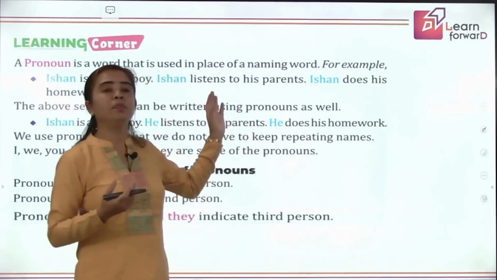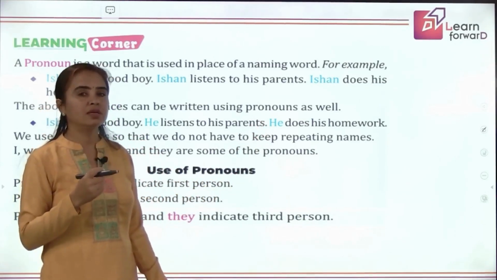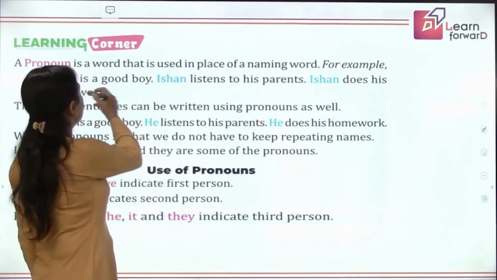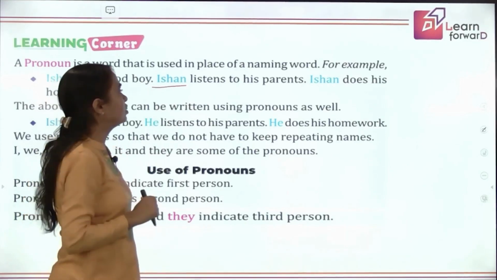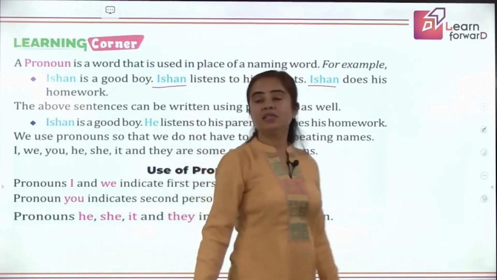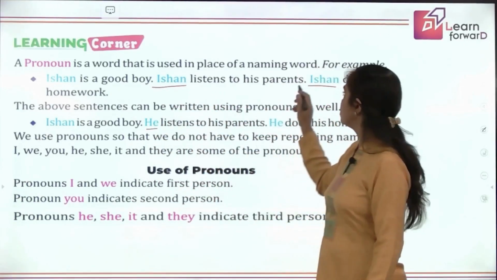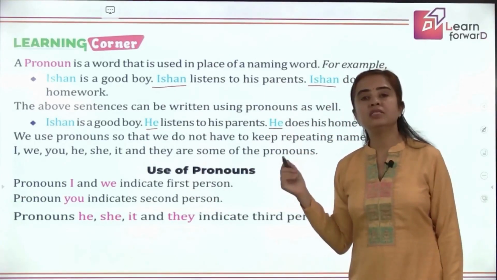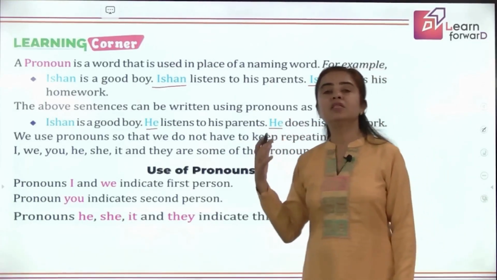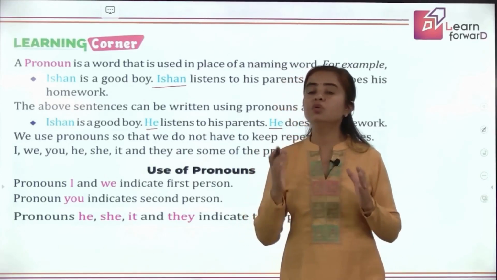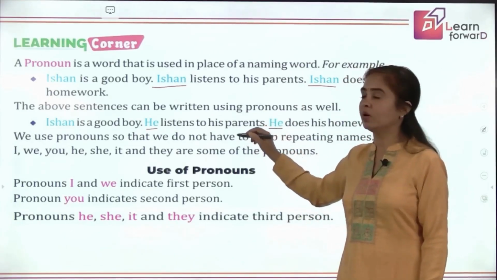So rather than repeating the same naming word in different sentences, we replace it using some words. And how do you write them by replacing these words? We say Ishan is a good boy in the first sentence. Then in place of Ishan, you say he listens to his parents. He does his homework. So, in place of Ishan, I am saying he. In place of Ishan again, I am saying he. These are pronouns. Have you understood? When we replace the naming words with some words just to avoid repetition, they are called pronouns. But they are referring to the same naming word, remember this.